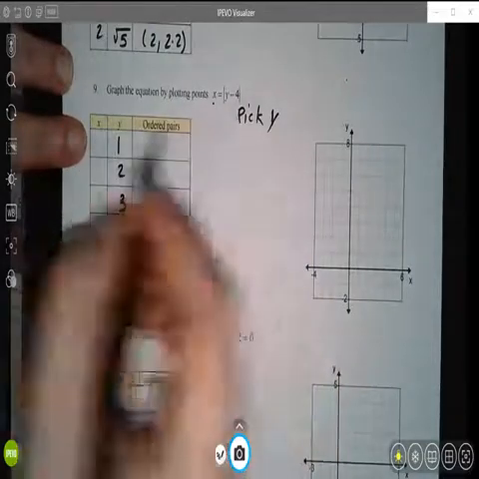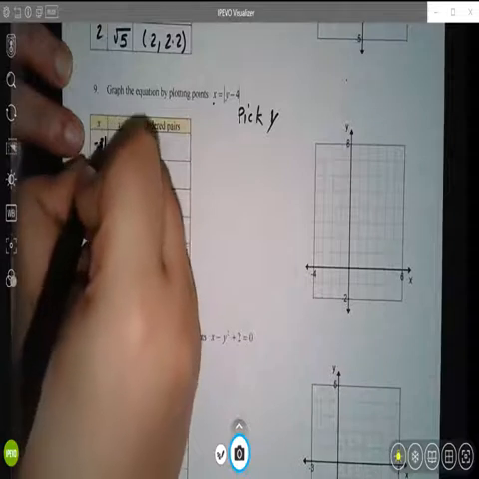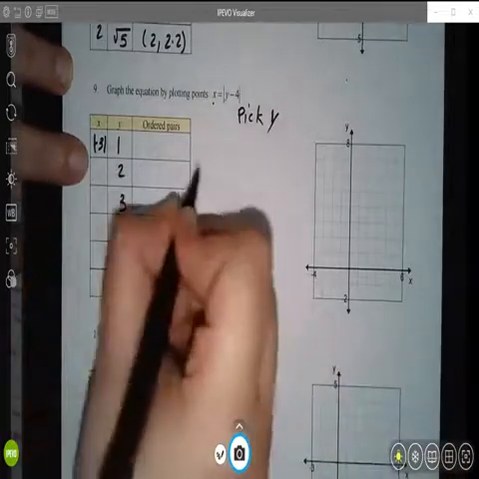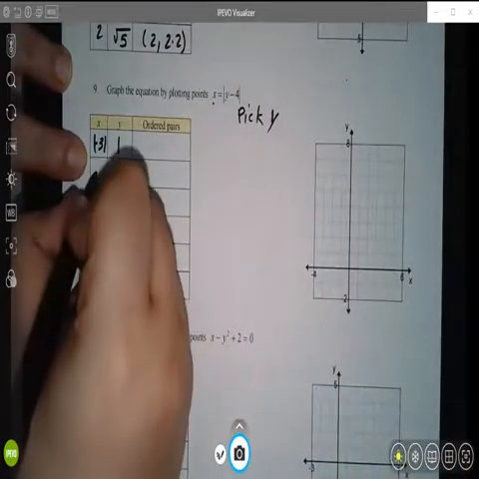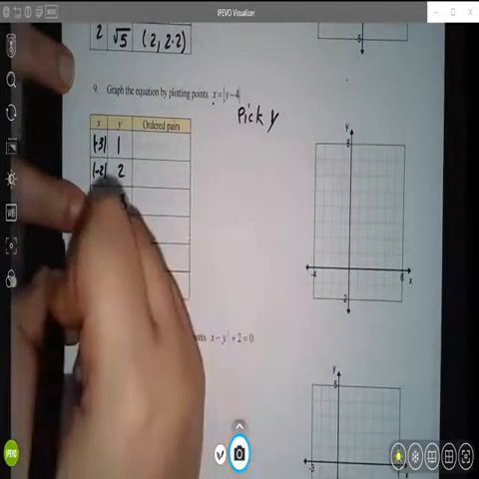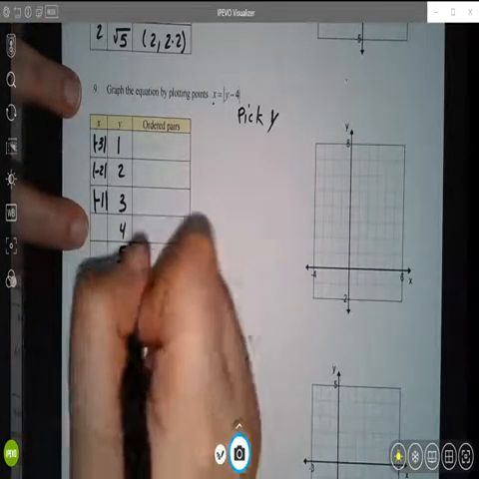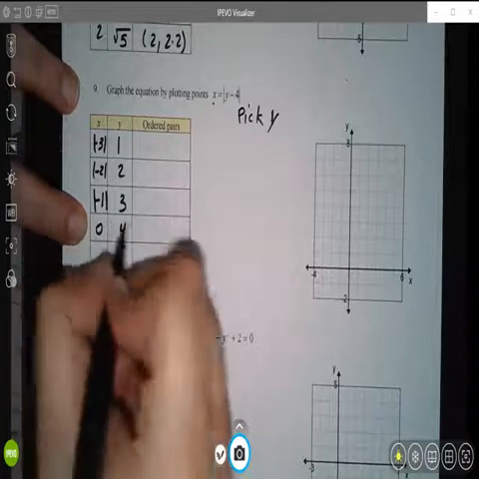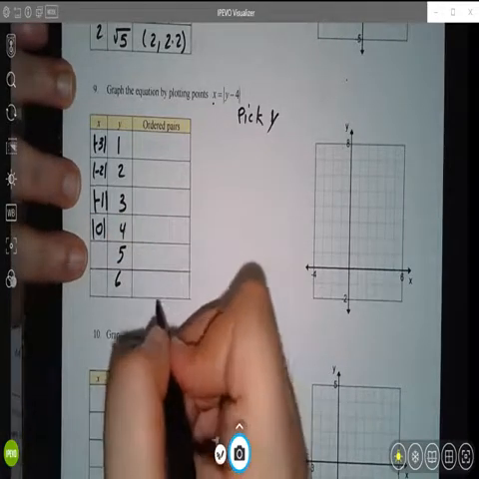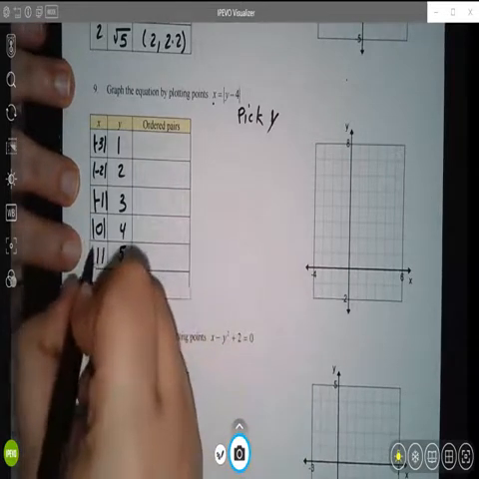Now I'm plugging in here to find the answer. Yeah? 1 minus 4 is what? Negative 3, inside the absolute value. Okay? 2 minus 4 is negative 2, inside the absolute value. 3 minus 4 is negative 1, inside the absolute value bars. 4 minus 4 is 0, so I'm just going to write that as 0. You can add the absolute value bars if you want. Doesn't change it. Now, 5 minus 4 is 1 inside the absolute value bars.